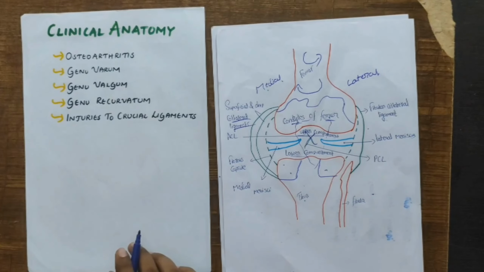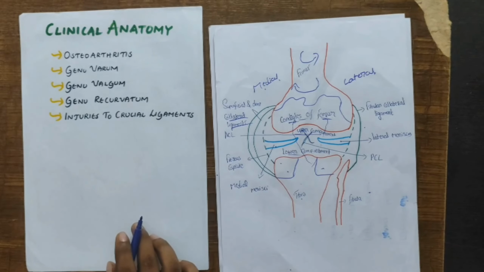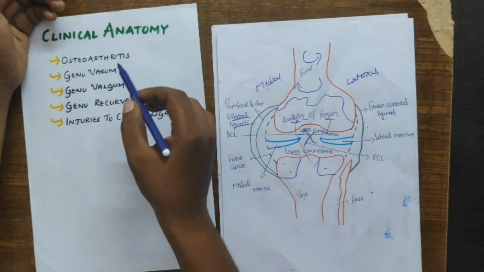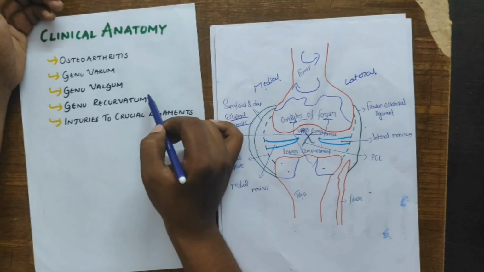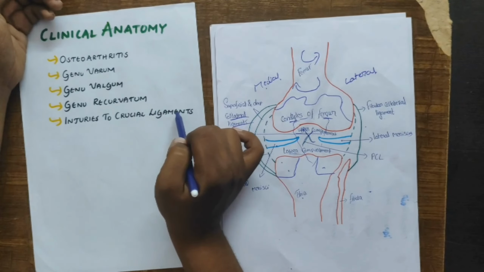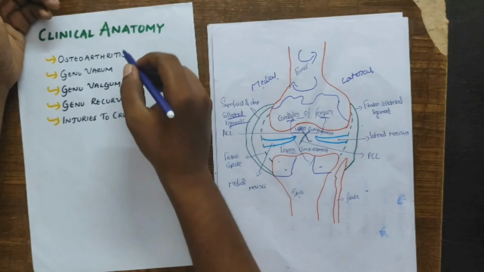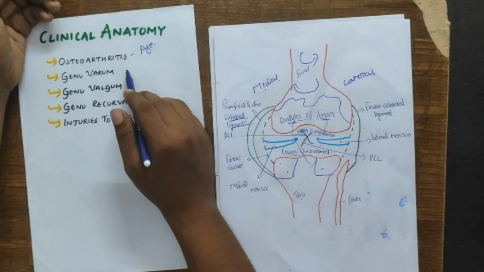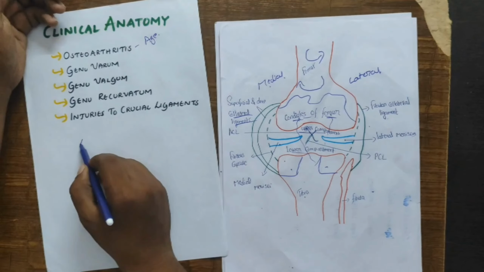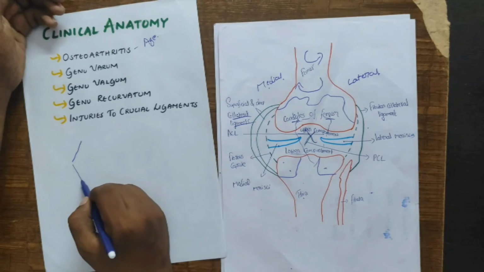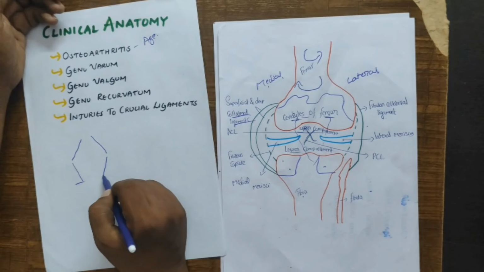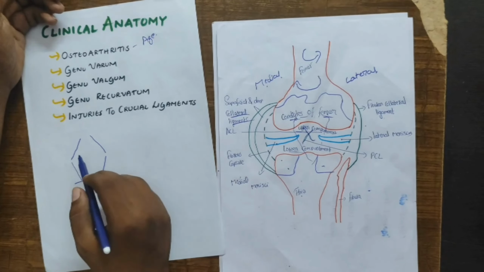Coming to the clinical anatomy of the knee joint. The clinical anatomy includes osteoarthritis, genu varum, genu valgum, genu recurvatum and injuries to ligaments. Osteoarthritis is an age related disease. Genu varum means bow legs, it looks like this.